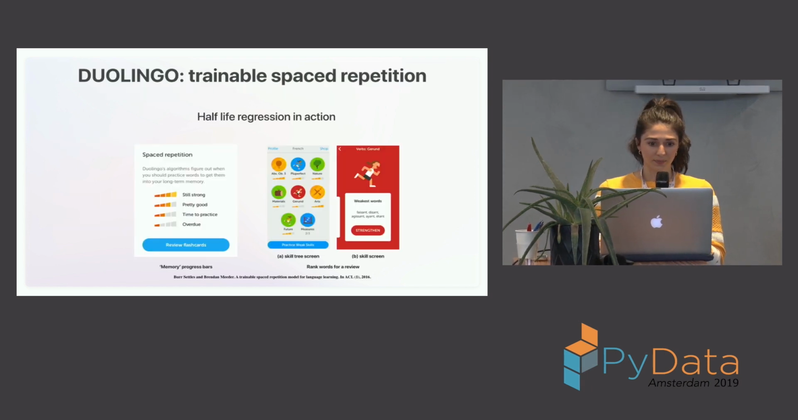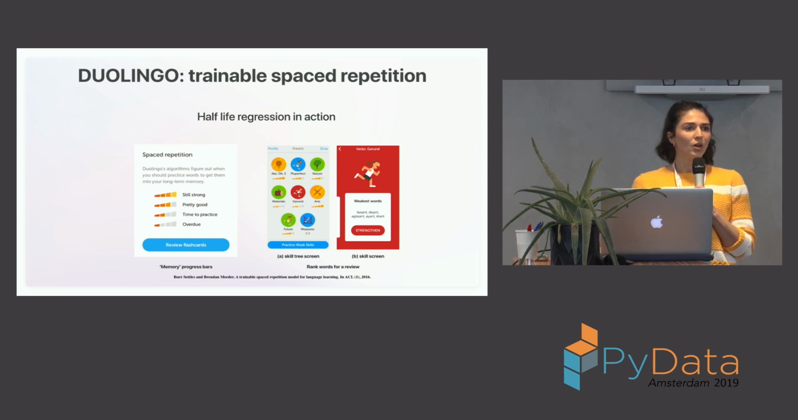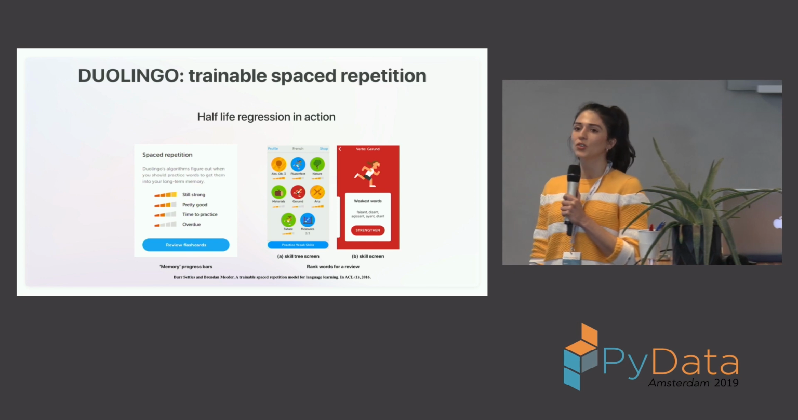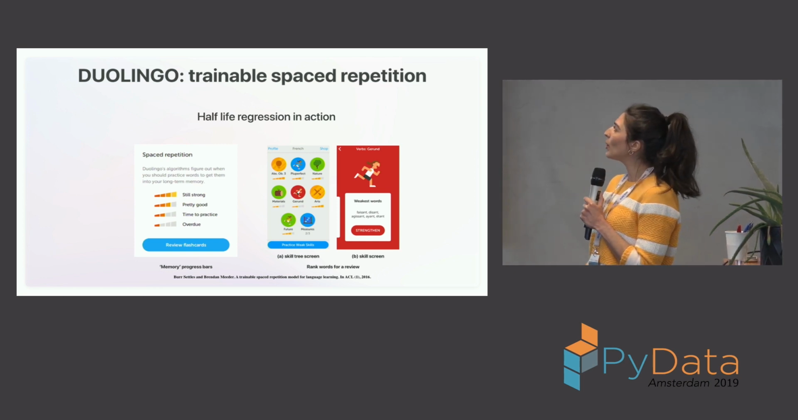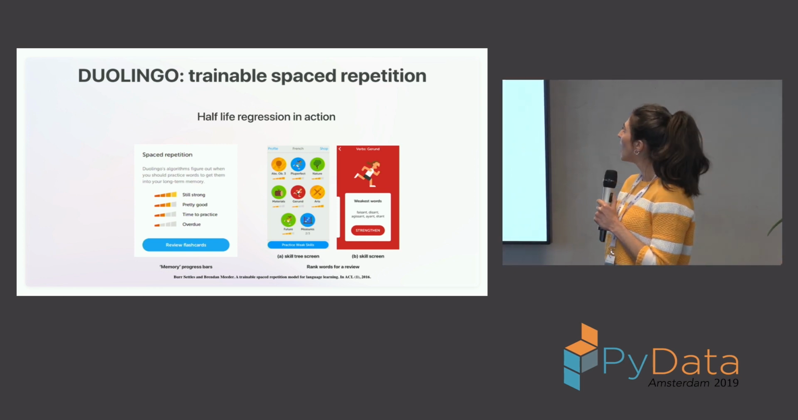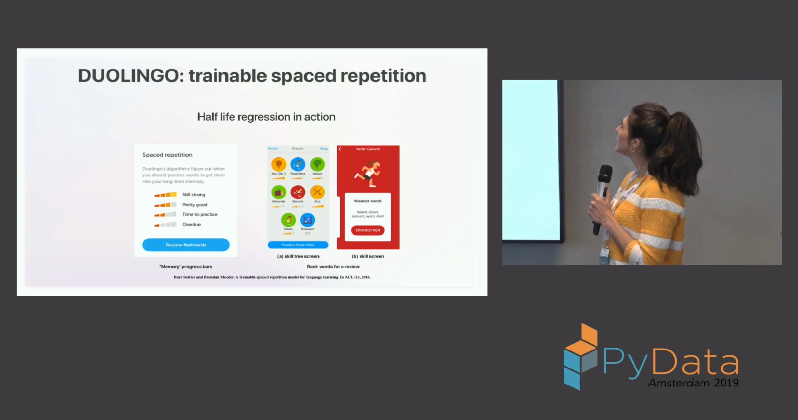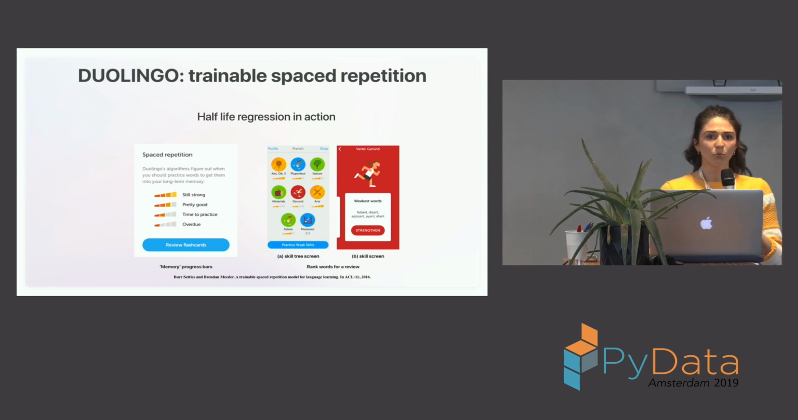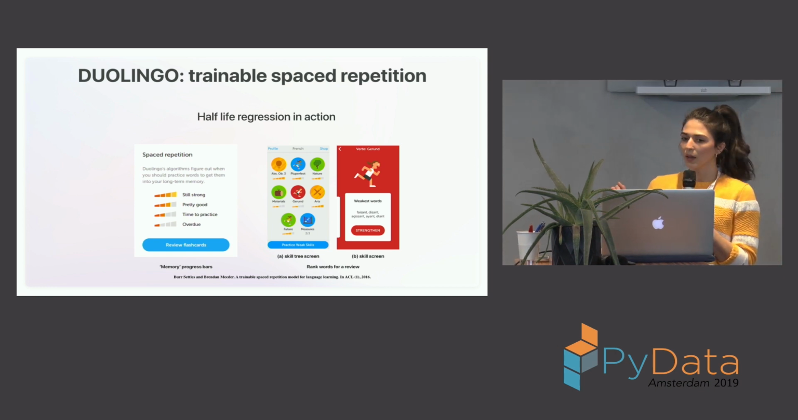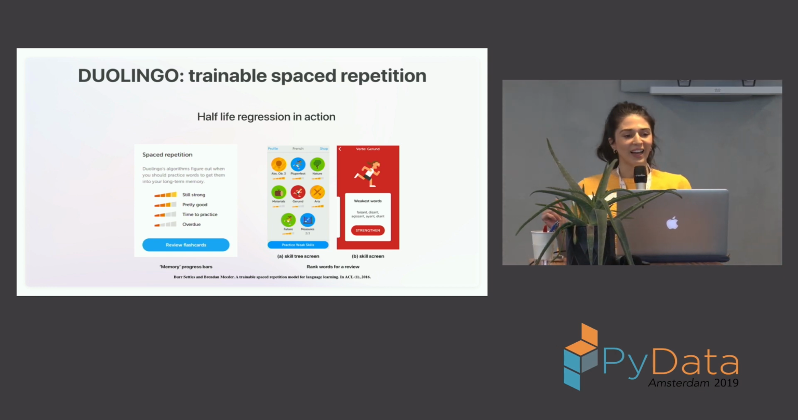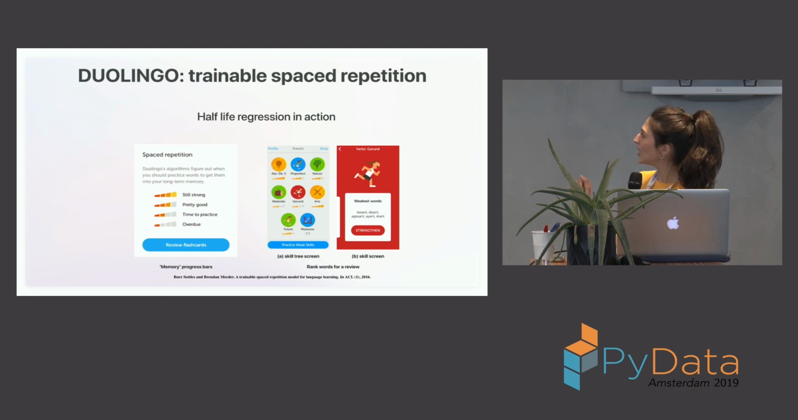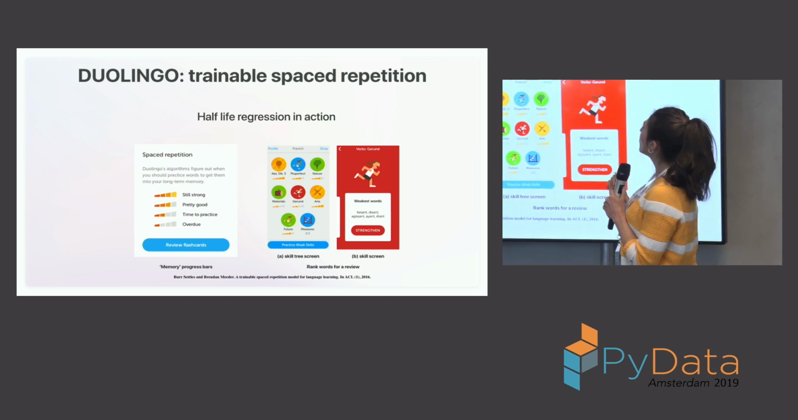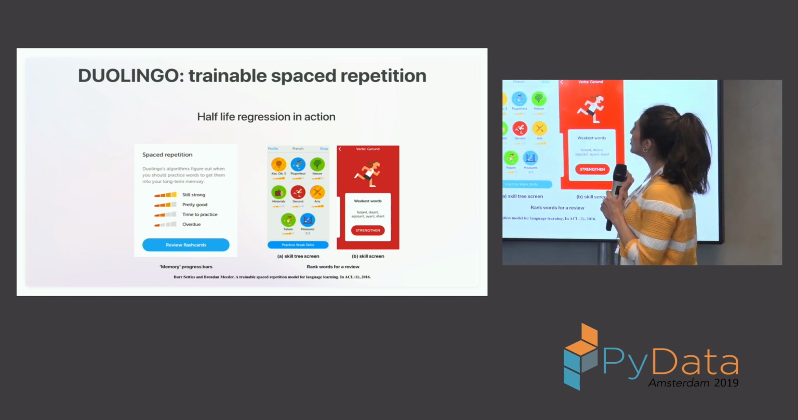And I found something. I found Duolingo. Duolingo is an online learning platform which is used by many students around the globe when they want to learn a new language. And what it does, it generalizes the two previous models, the Leitner and the Pimsleur. And how does it do that? With half-life regression.